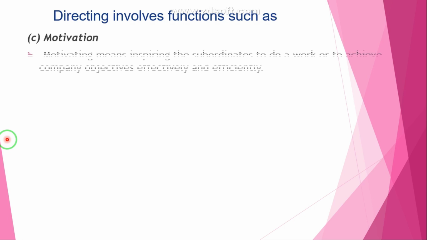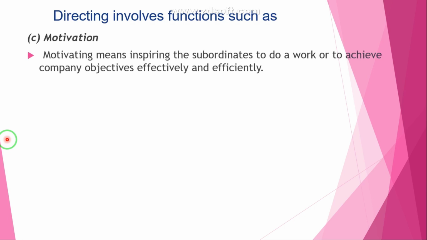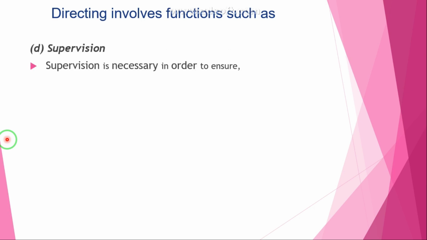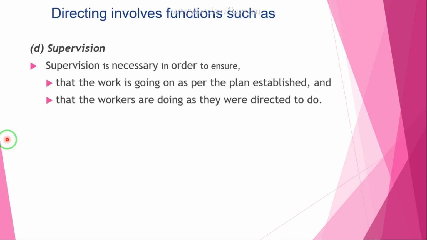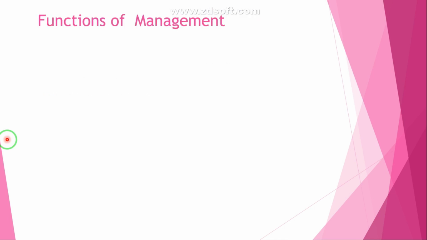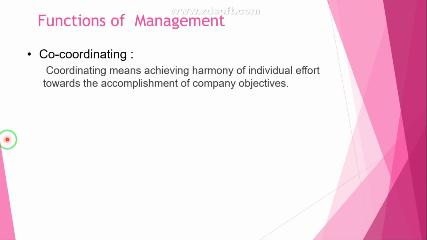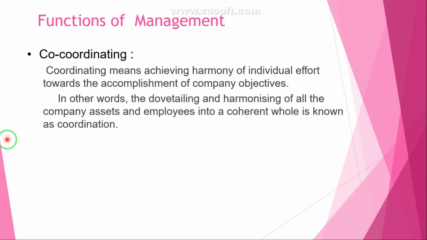Talking about motivation. Well, motivating means inspiring the subordinates to do a work or to achieve company objectives effectively and efficiently. And last, talking about supervision. It is necessary in order to ensure that the work is going on as per the plan established and that the workers are doing as they were directed to do. And next, it is coordinating. Coordinating means achieving harmony of individual efforts towards the accomplishment of company objectives.